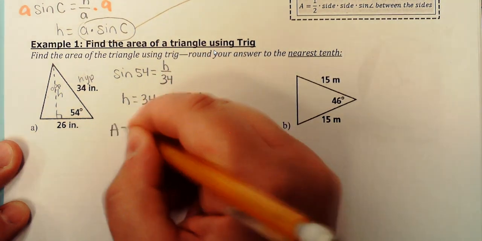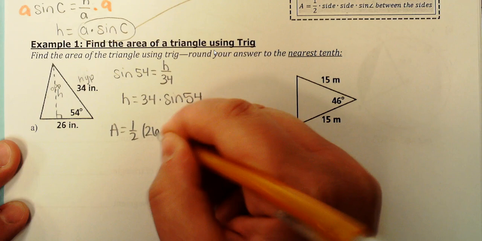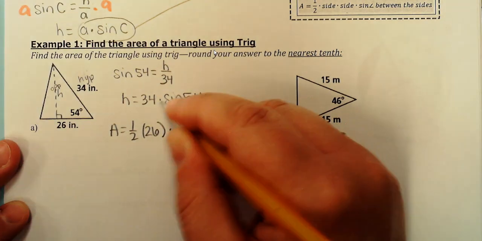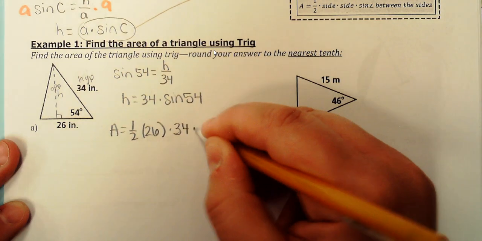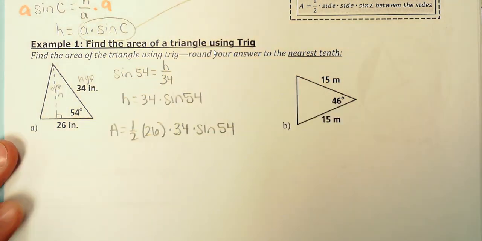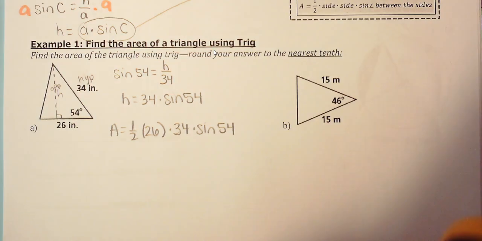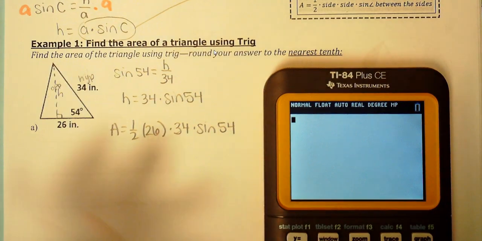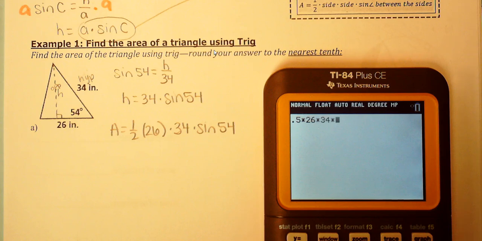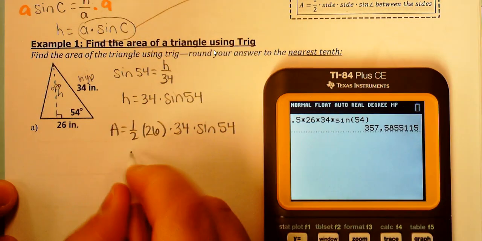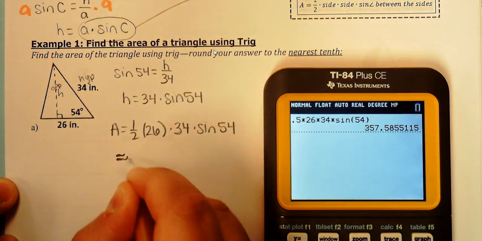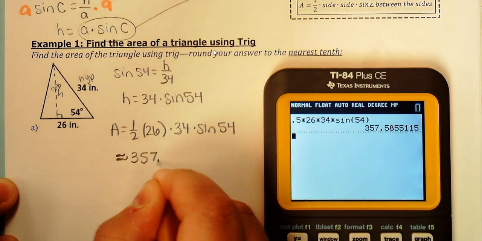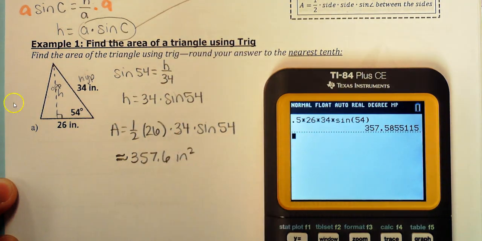If I want the area of the triangle, 1/2 the base, which is 26, times the height, which is what we just solved for, the other side times the sine of the angle there that we know. And I'm just going to check the mode on my calculator real quick to make sure it's in degrees. But then to do the area, it's going to ask you to round to the nearest tenth. So I'm just going to type this right in. 1/2 times 26 times 34 times sine of 54. And so this is pretty big here. Let's say approximately equal, since we're going to round, 357.6, and this would be inches squared.